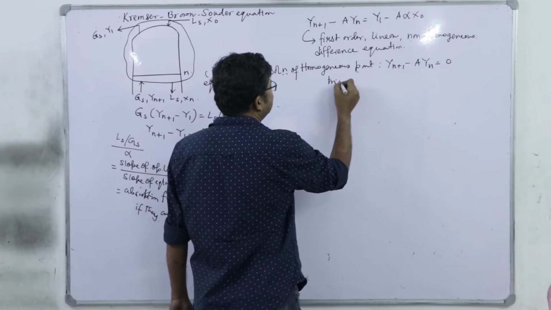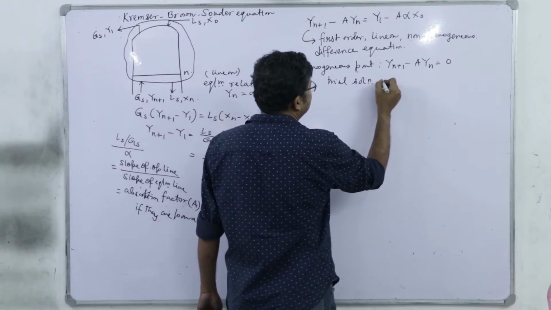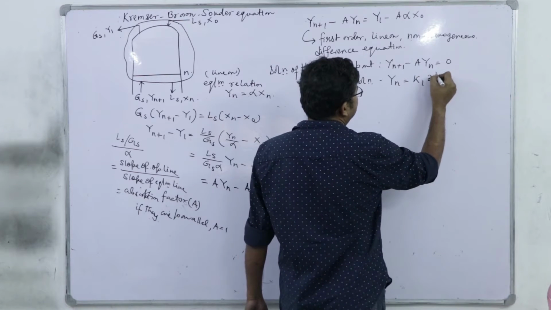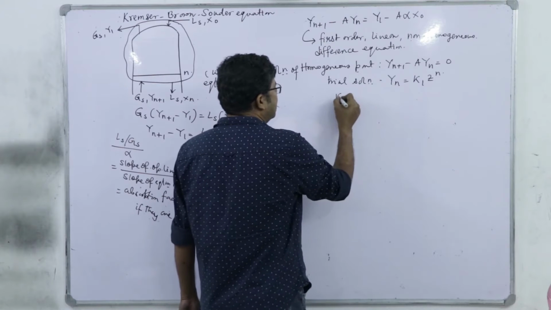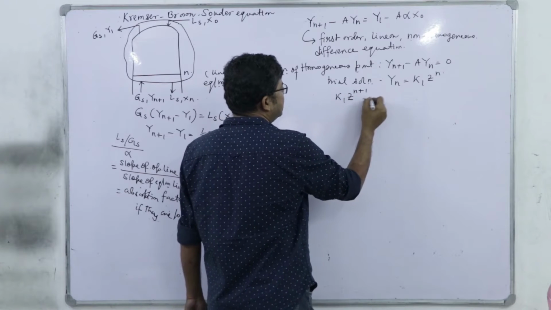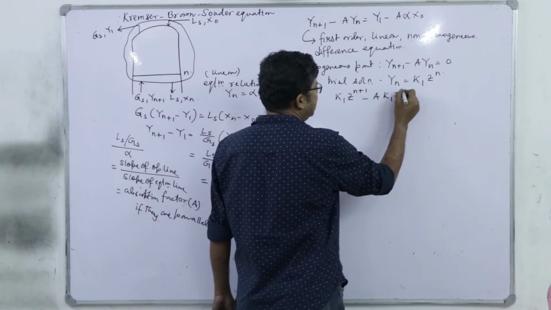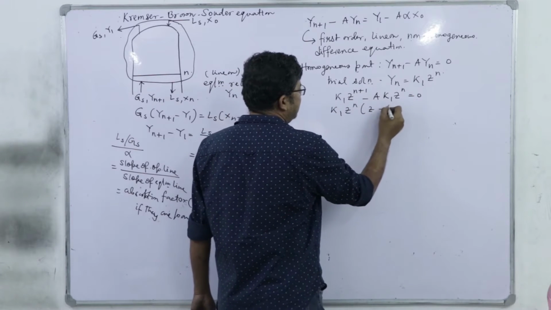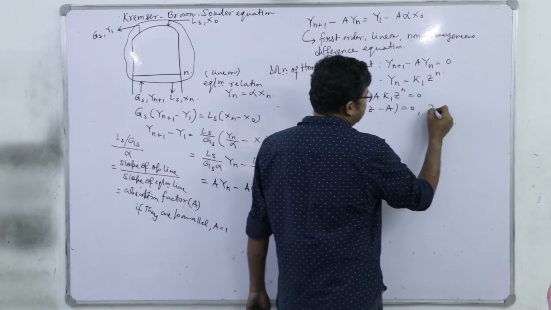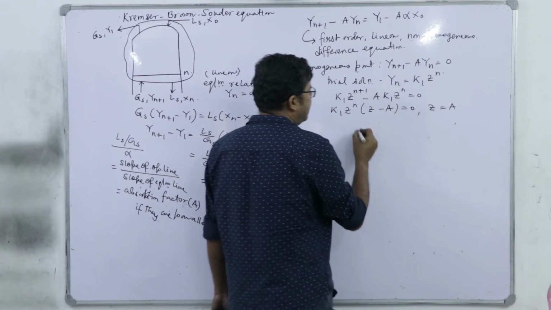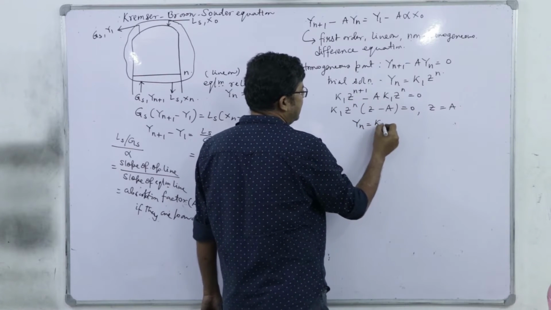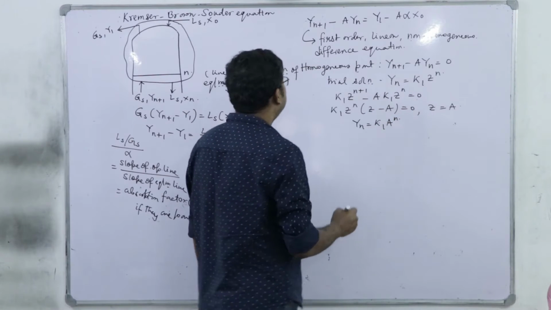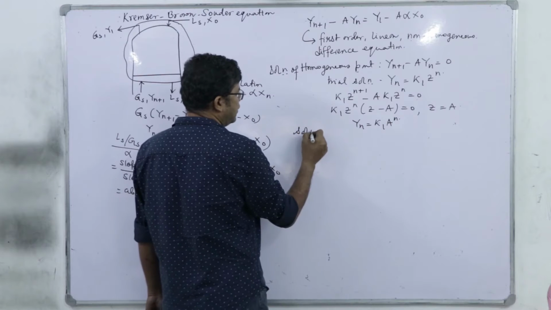The trial solution is yn is equal to k1 into z to the power n. So, k1 into z to the power n plus 1 minus A into k1 into z to the power n equal to 0. So, k1 into z to the power n, so z minus A equal to 0. So, obvious conclusion is z equal to A. So, yn equal to k1 into A to the power n. Next, the solution of non-homogeneous part.